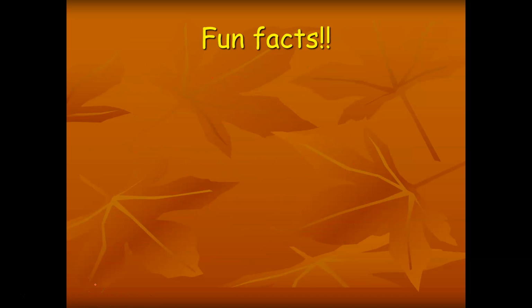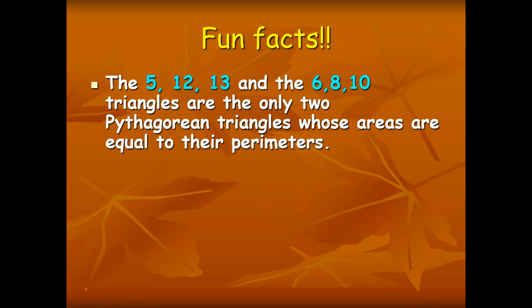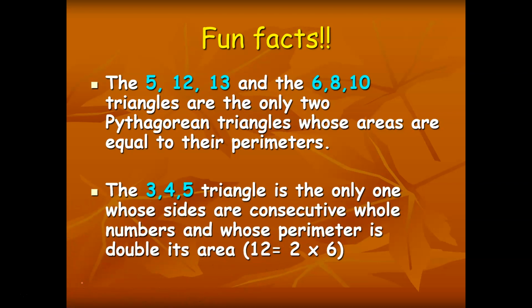So that's pretty much the lesson. I added a few fun facts that really have nothing to do with anything that you learned today. The 5, 12, 13 and 6, 8, 10 triangles are the only two Pythagorean triangles whose areas are equal to their perimeters. So just a fun fact. And another one is that the 3, 4, 5 triangle is the only one whose sides are consecutive whole numbers and whose perimeter doubles its area. Okay, these really don't apply to what we learned here. They might come up later and you'll remember these facts, or maybe you won't.